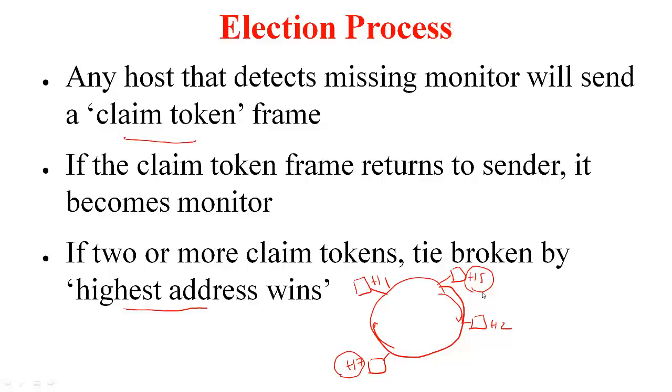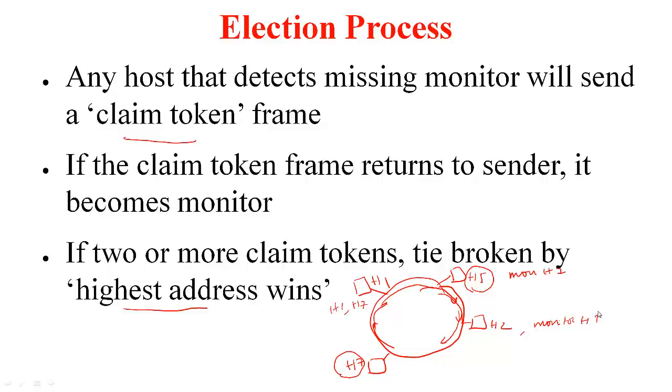Now host 2, when it sees this, thinks the monitor is H5, but it is going to send that particular frame. So this is also going in this direction. Host 1 thinks H7 is the monitor, and this is going to go through host 5. Now when it is looking at this particular claim token, it realizes that H7's address is bigger than this, thereby it is now going to set the monitor equal to H7 and it is going to forward that particular frame.